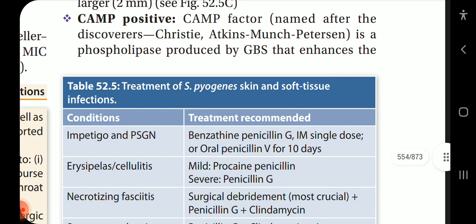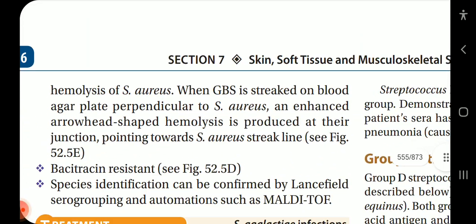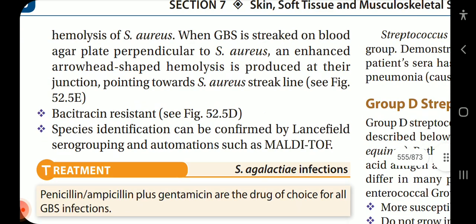CAMP positive. CAMP factor, named after the discoverers Christie, Atkins, Munch-Petersen, is a phospholipase produced by GBS that enhances the hemolysis of Staph aureus. When GBS is streaked on a blood agar plate perpendicular to Staph aureus, an enhanced arrowhead shaped hemolysis is produced at their junction, pointing towards the Staph aureus streak line.